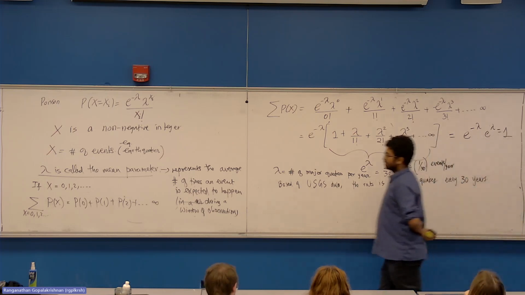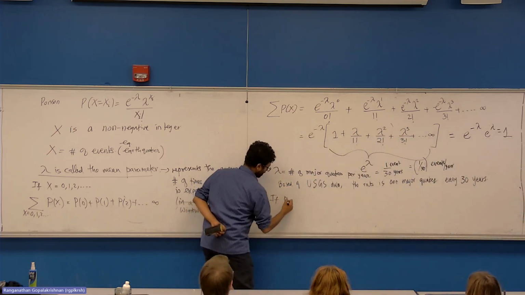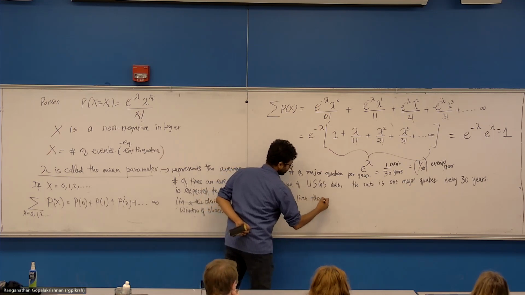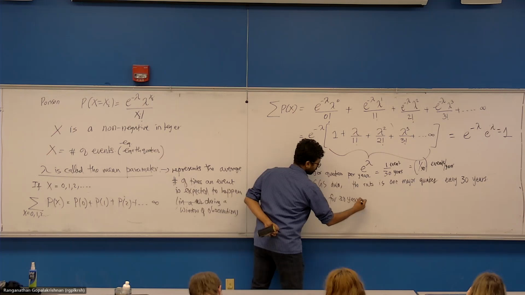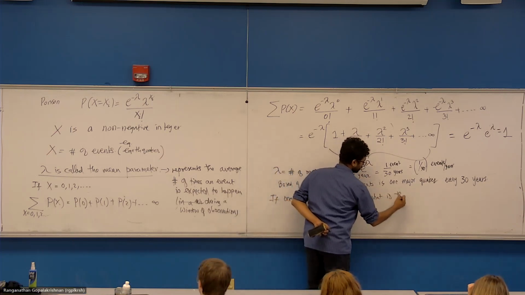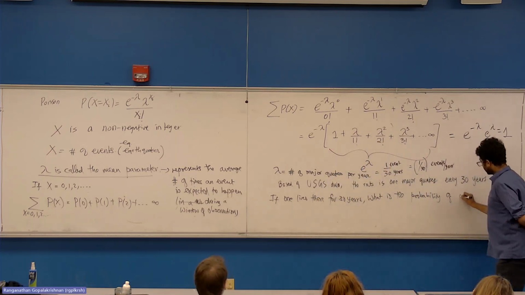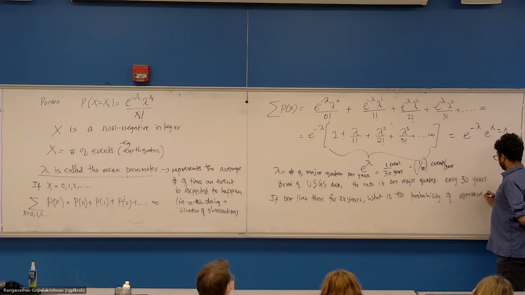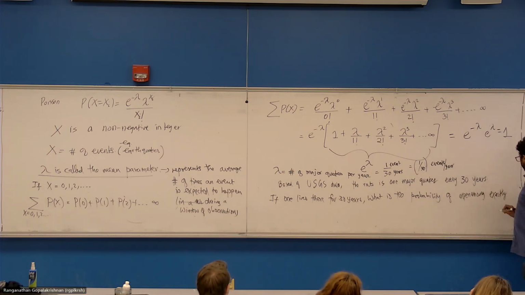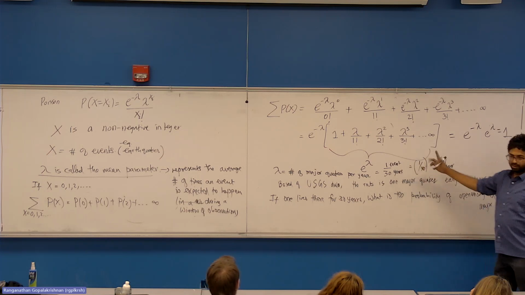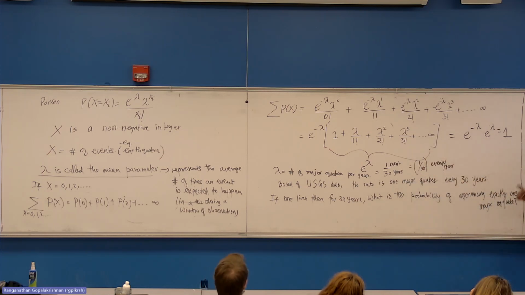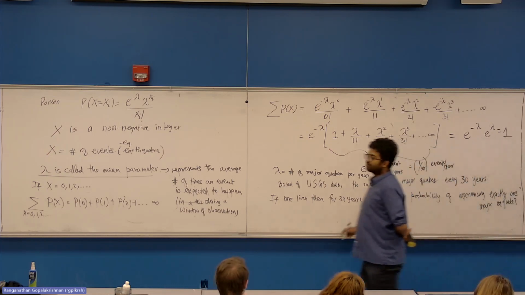Now I'm asking you to calculate: if one lives there for 30 years, what is the probability of experiencing exactly one major earthquake? Can you answer that question for me? If lambda equals 1 over 30 per year, what is the probability that you will experience exactly one earthquake if you live there for 30 years?